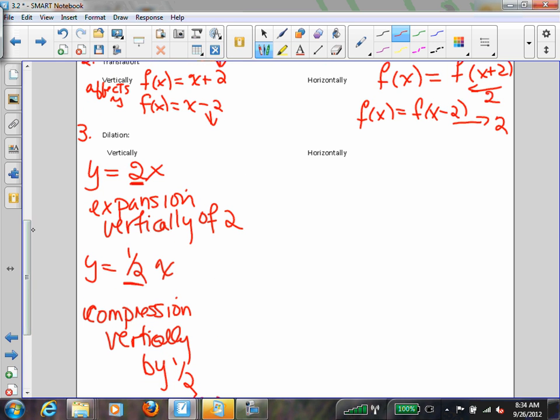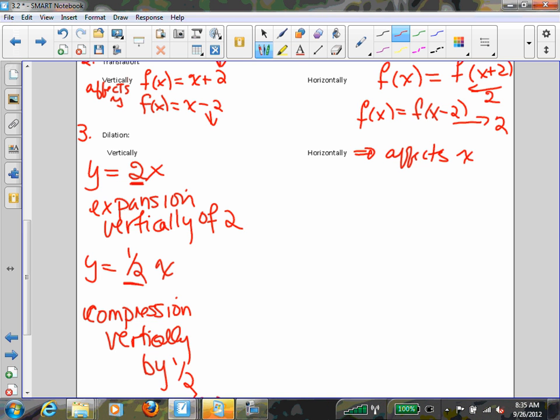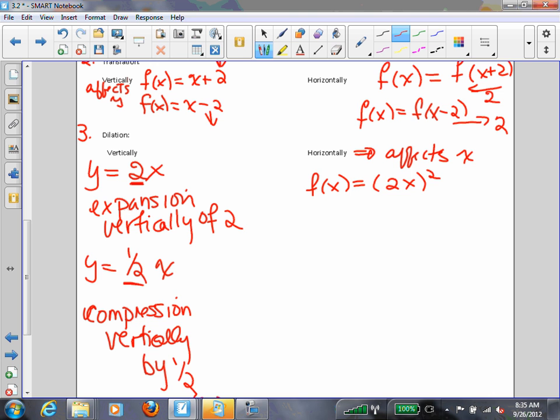All right, now we're going to do horizontally. Horizontally means it affects the x. If it affects the x, then everything that you're multiplying is inside with the x. Okay? So if I give you something that says f of x is equal to, see, this is inside with the x. Do you see that? Versus this. Do you see how I'm squaring both the 2 and the x? So whatever's happening to the x is happening to that number.